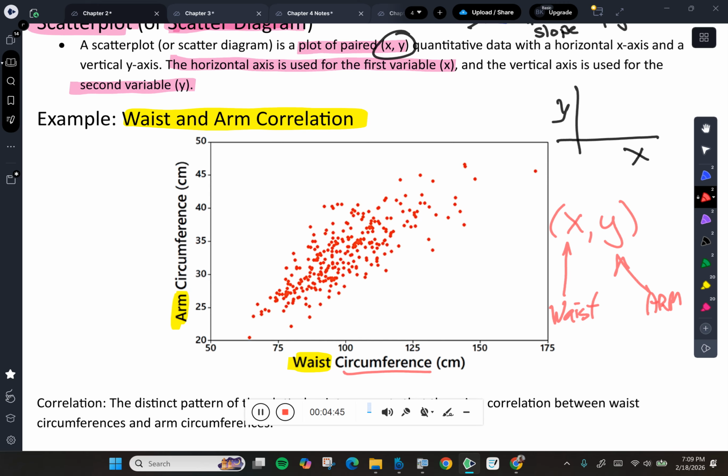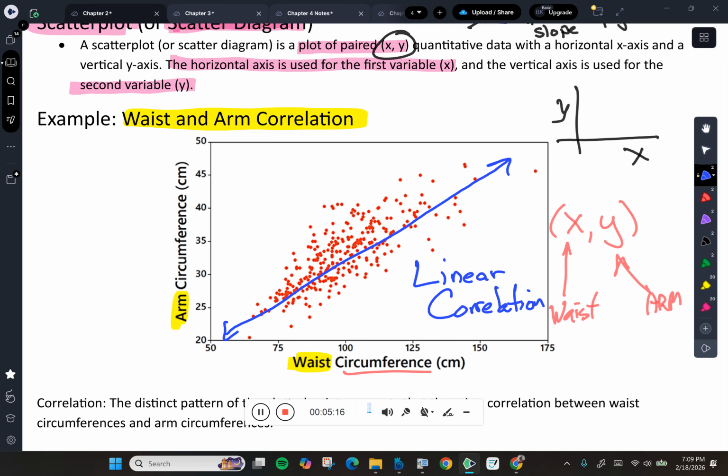Okay? And so when I'm looking at this, I'm seeing kind of like a general shotgun approach to this. So data's all over the place, but there appears to be a general trend. There appears to be a general trend where the data is going up. Or I could say that there appears to be a linear correlation.